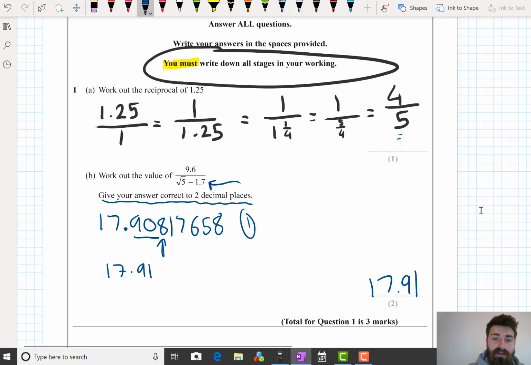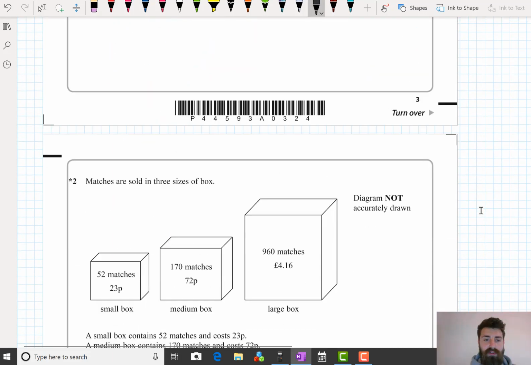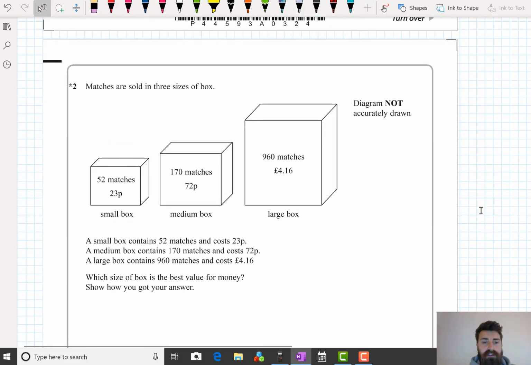So essentially 1 mark there and 1 mark there. 2 in total. So it's looking good. 3 marks so far. Going back to the black pen. No idea why I changed to the blue. Matches are sold in 3 sizes of the box.